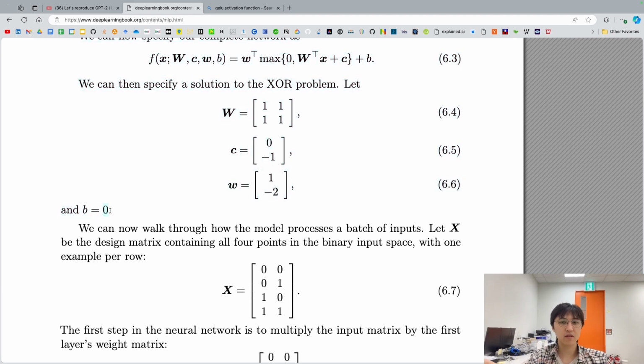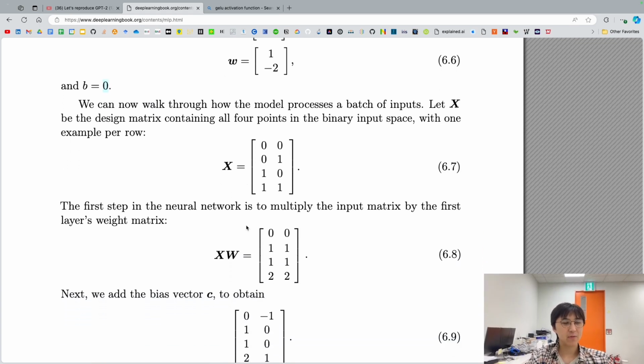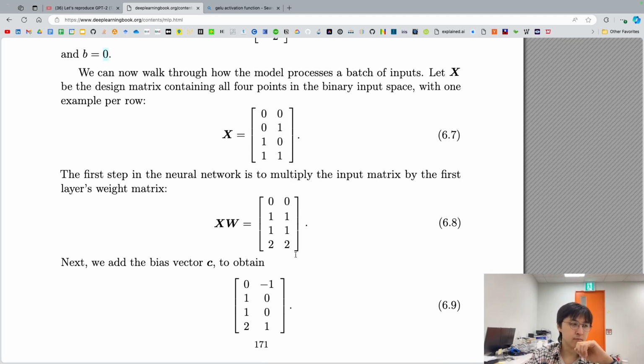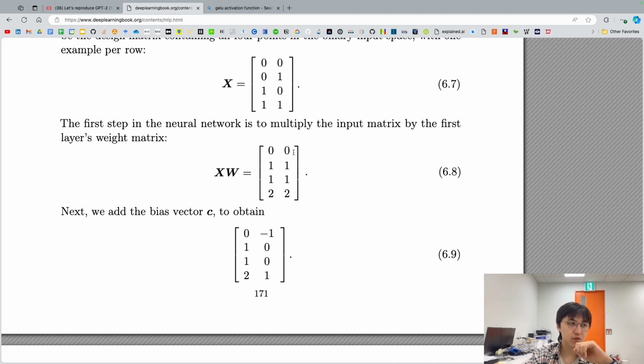It means that we just skip this, no need. So we give all the possible input values to the x, so 0,0, 0,1, 1,0, 1,1. And we will get dot product with W. Then we will receive this one. And we will add to this matrix the vector C, and we will get this one.